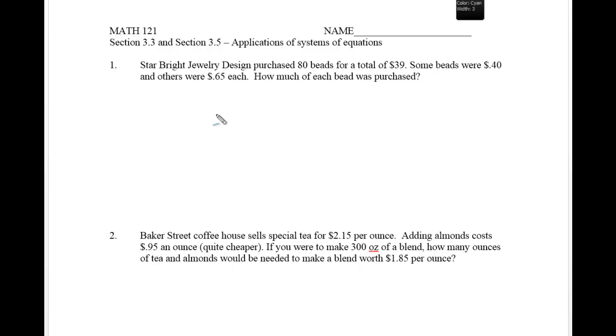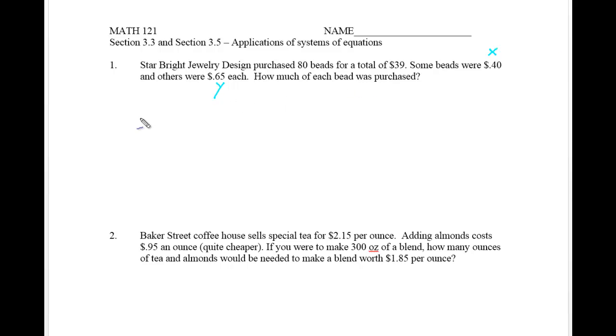Now what I like to do in these equations with two variables and two unknowns is I like to first of all identify the x and the y. Now it says some beads were 40 cents. Let's call these the x variables. And some beads were 65 cents. Let's call that y. Because these were definitely two different types of beads, and we want to make sure we define our variables by how many there are.